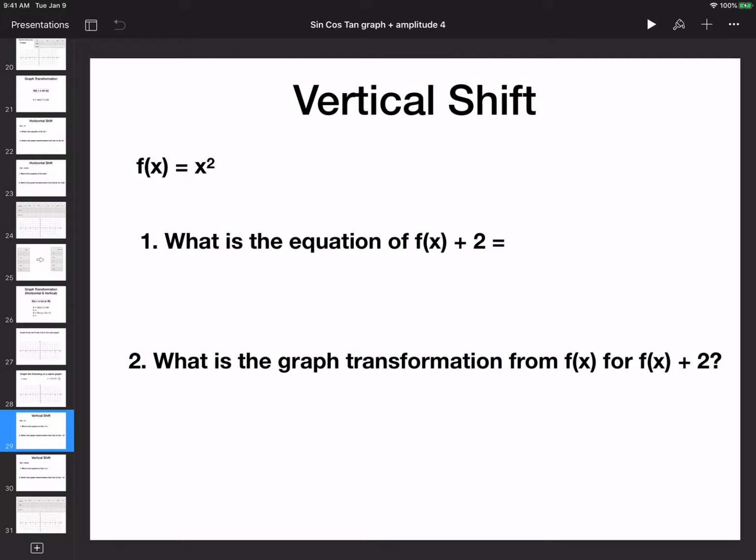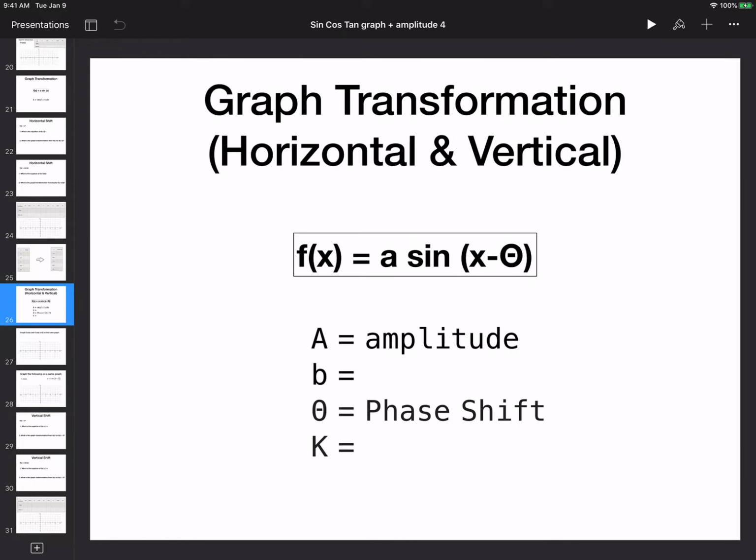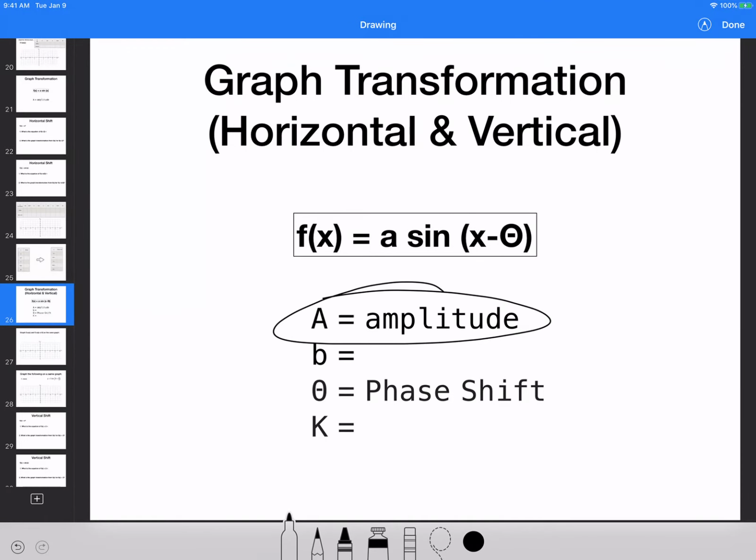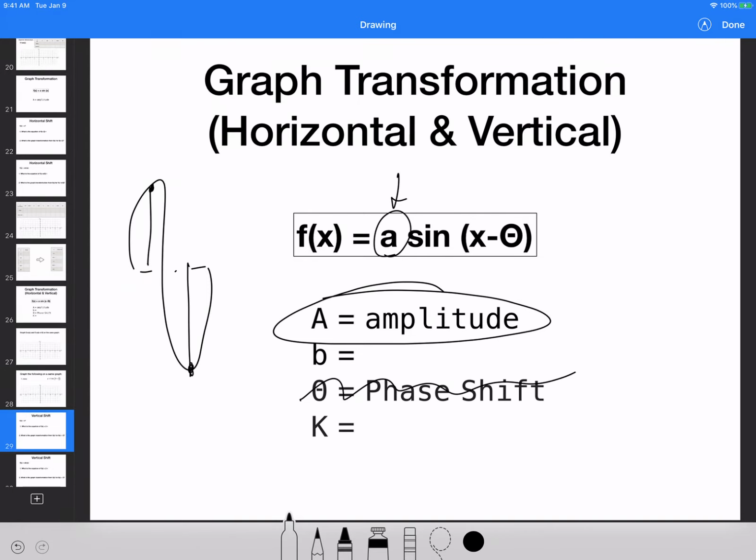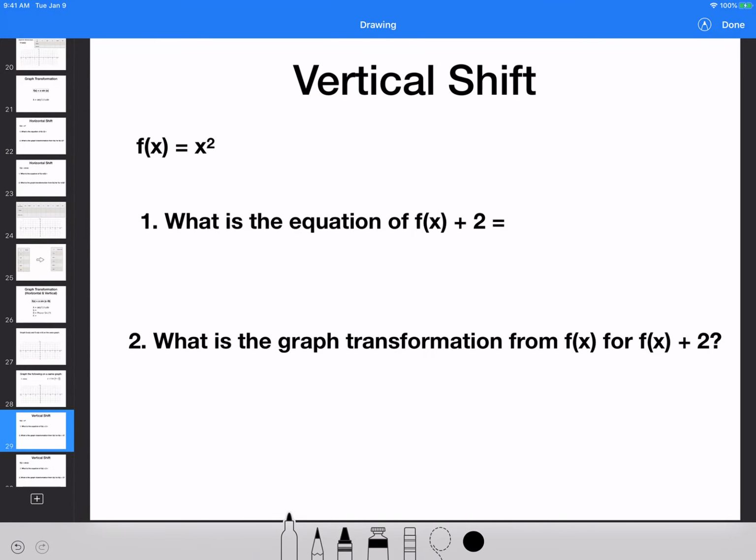Hello class, for today I'm going to go over trigonometric functions dealing with vertical shift along with the amplitude. Yesterday we have been talking about amplitude where, forget about the phase shift for now, this value in front of the trigonometric function means the distance between the highest to the middle or the lowest to the middle. It amplifies how high or how low the wave is going to go. That was the amplitude.